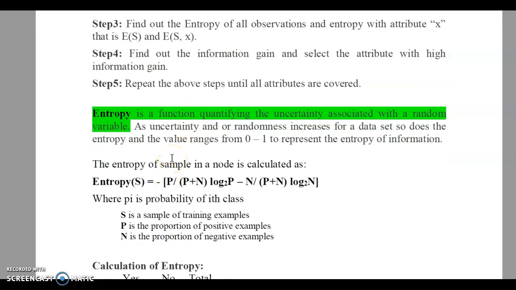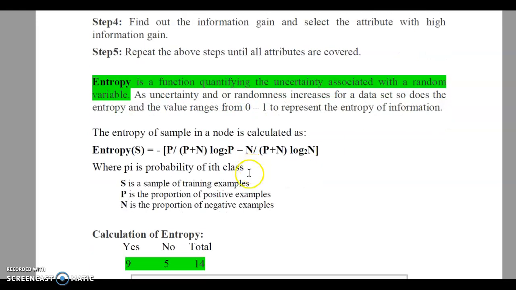What is entropy? Entropy is a function quantifying the uncertainty associated with a random variable. As uncertainty or randomness increases for a data set, so does the entropy, and the value ranges from 0 to 1 to represent the entropy of information.